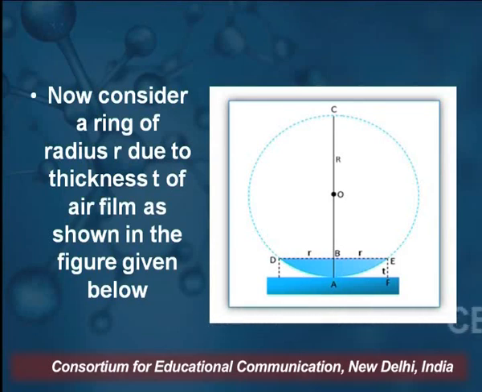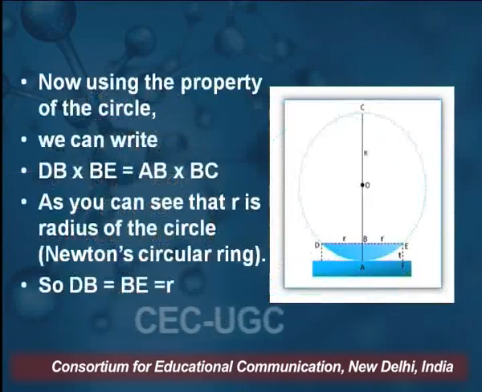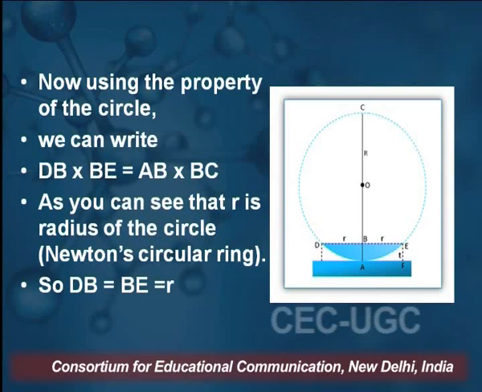t is the thickness of the air film between the plano-convex lens and the glass plate, and this thickness gradually changes, and on the basis of that, r will change. The radius of the Newton's ring will change. Now, using the property of the circle, we can write it as follows.